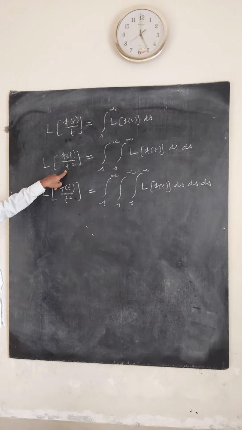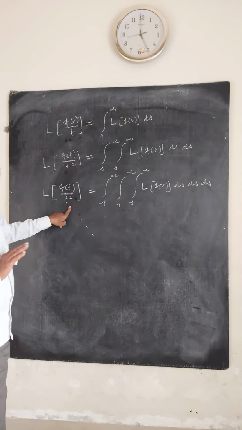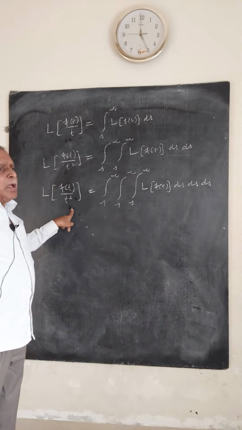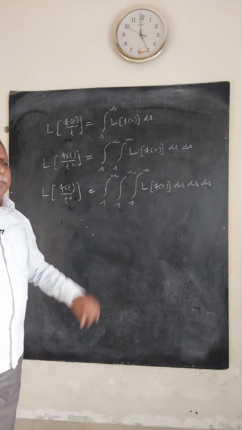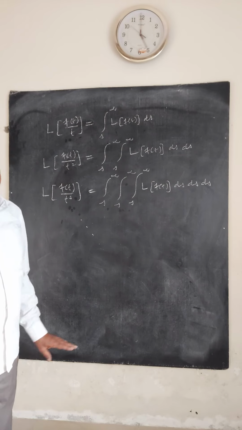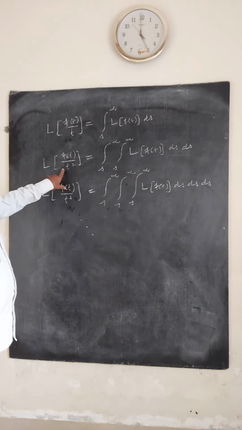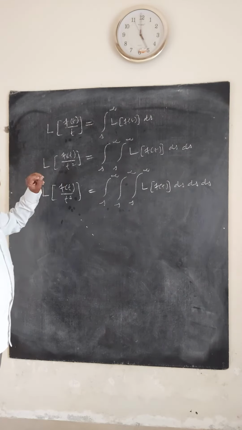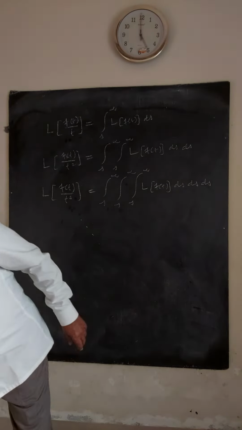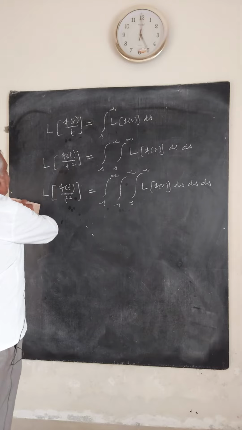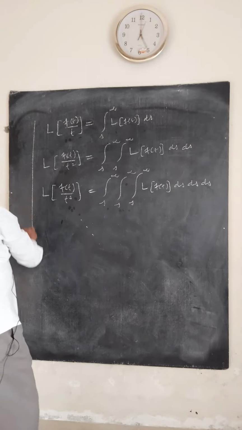Second, one or two sums only possible. Third, surely impossible, because the integral to infinity will become very big. We can't reach the answer easily. This is possible in one or two places. Let us do sums by using this integral formula. This is important.